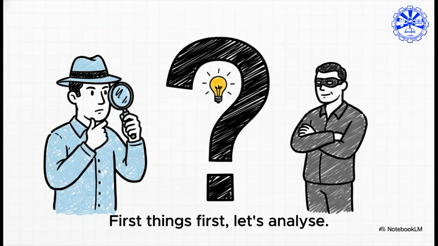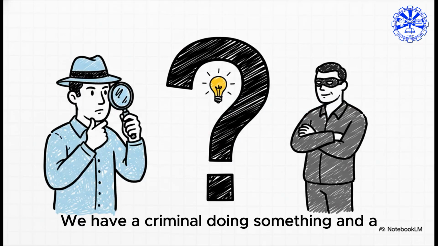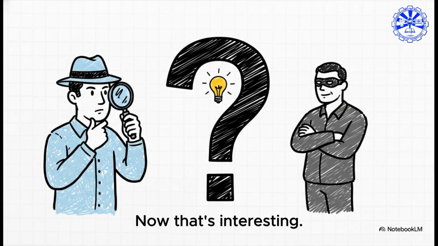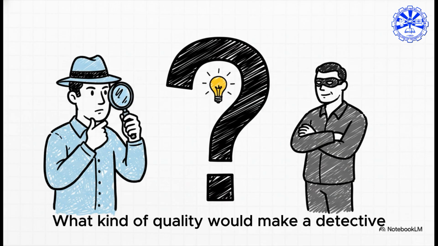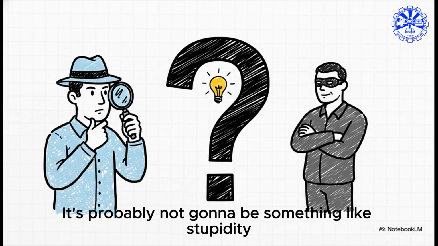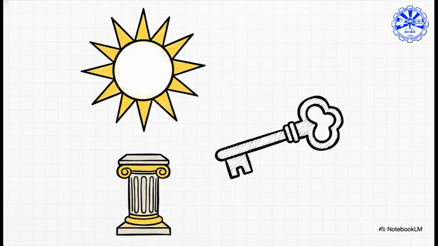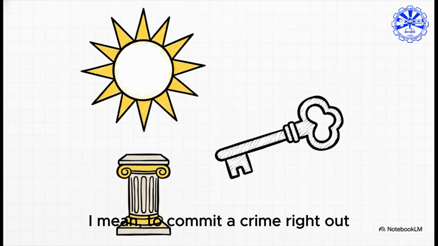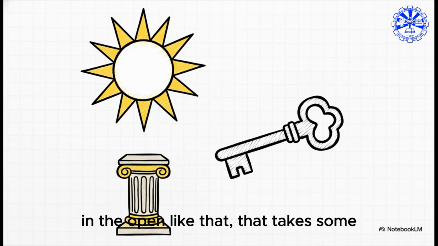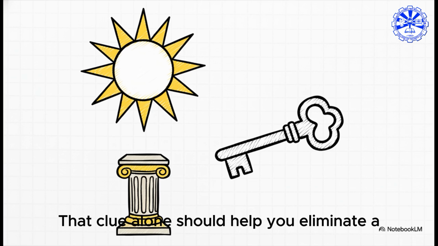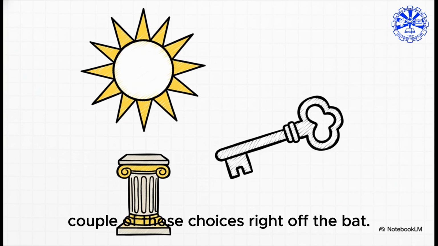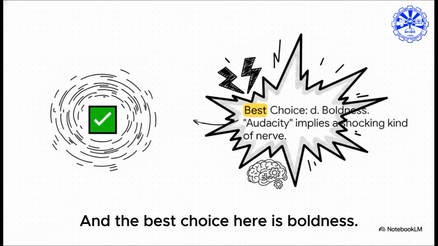First things first, let's analyze. We have a criminal doing something and a detective admiring it. Now that's interesting. What kind of quality would make a detective admire a criminal? It's probably not going to be something like stupidity or clumsiness, right? Okay, now let's find that keyword. The biggest clue here is that phrase, in broad daylight. I mean, to commit a crime right out in the open like that takes some serious nerve. That clue alone should help you eliminate a couple of those choices right off the bat. And the best choice here is boldness.